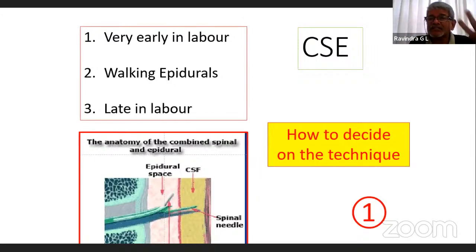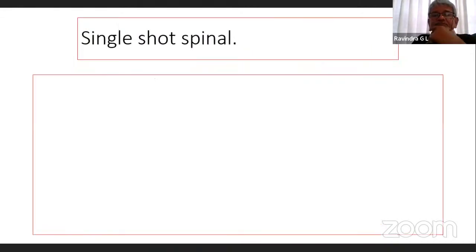So CSE indication is very early in labor or late in labor. And very early in labor, I can even make it a walking epidural because I'm not using any intrathecal local anesthetic at all. So there is no motor blockade at all and it becomes very effective. So that is CSE. The second one is single shot spinal.